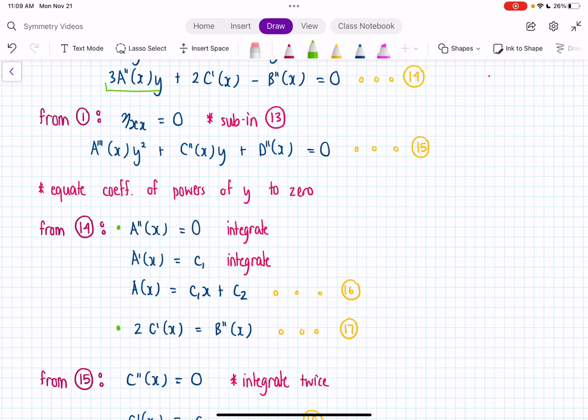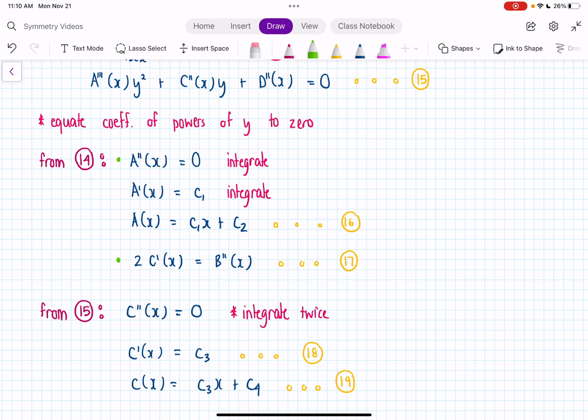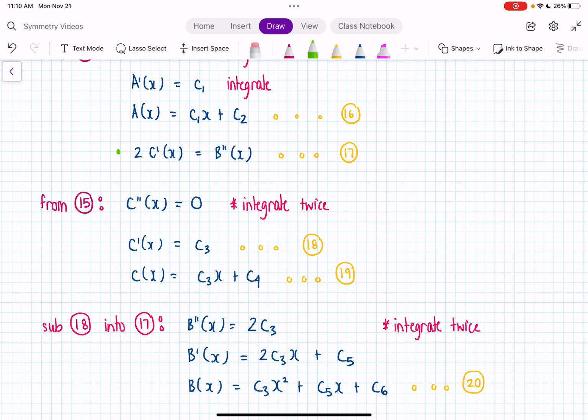The second part of equation 14 is where I have just y to the power 0. But there's not enough information to do anything with my c prime and my b double prime. I can't do anything with them, not yet. So we write it out and we number it, equation 17. We just wait. So then we go back to equation 15.